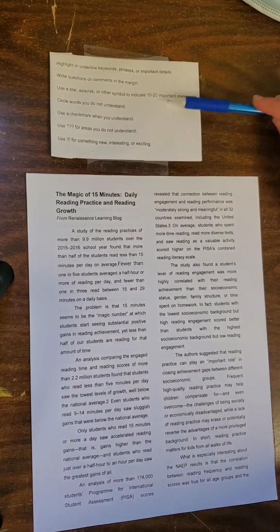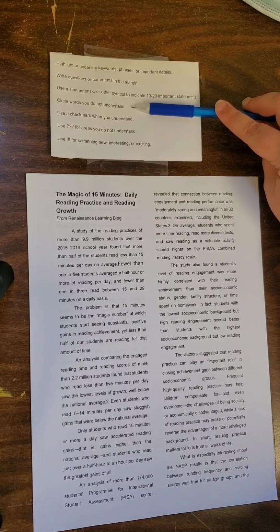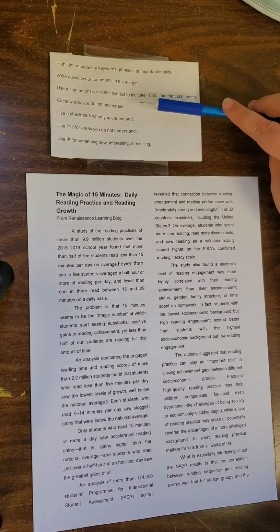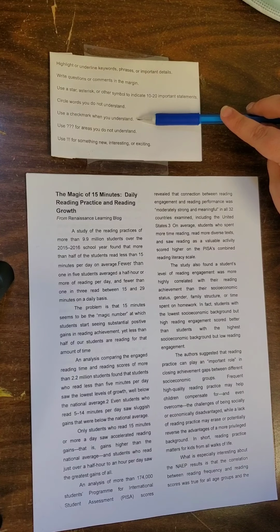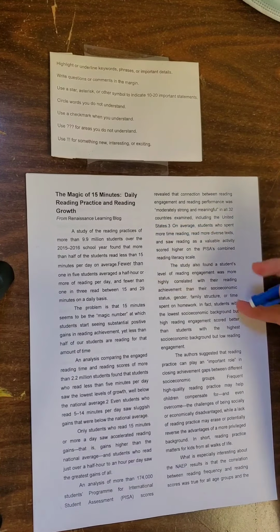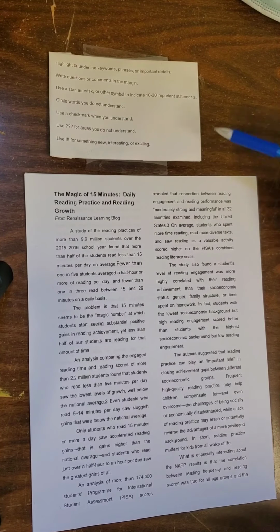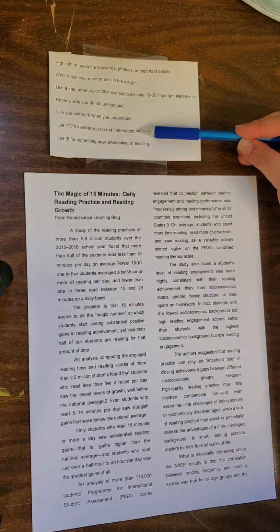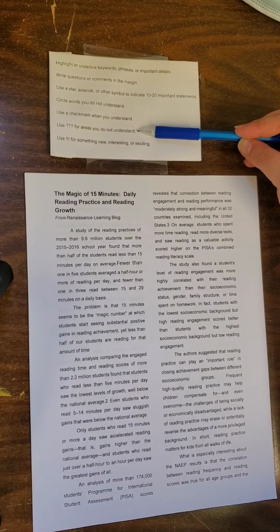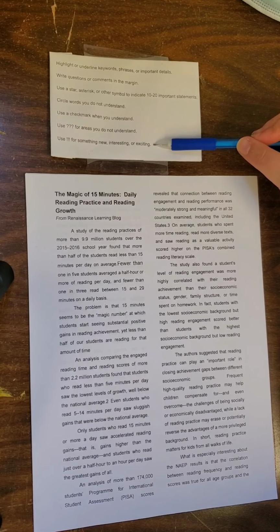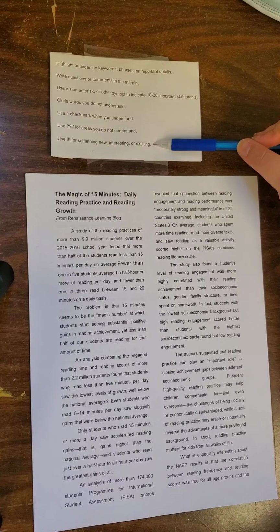Okay? Next, you want to circle words you don't understand. So if you come across a word you don't know, or maybe an acronym you don't know, make sure you circle it so you can come back to it later. Use a check mark for when you understand. So if we were to read this first paragraph and it makes sense, we'll just put a little check mark by it. Next, you want to put some question marks around areas you don't understand. And finally, use exclamation points for something new, interesting, or exciting.